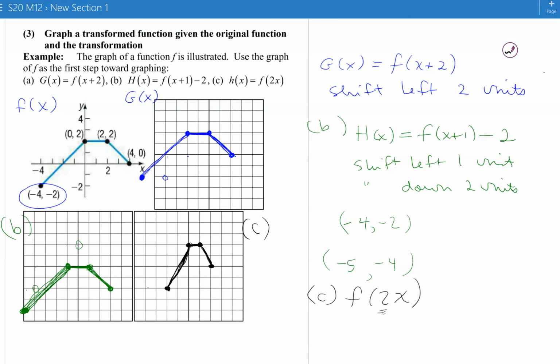So you can see this transformation changes the shape. So compressions and stretches are not rigid transformations. They change the shape of the graph.